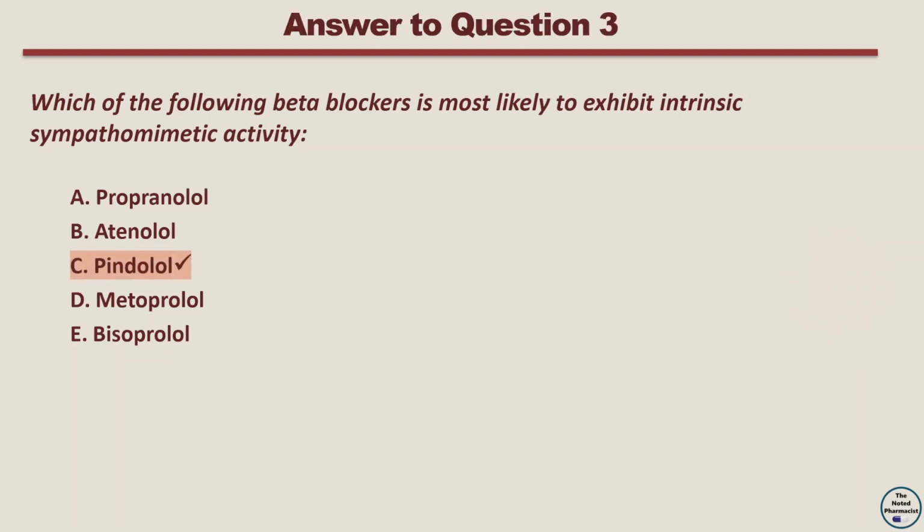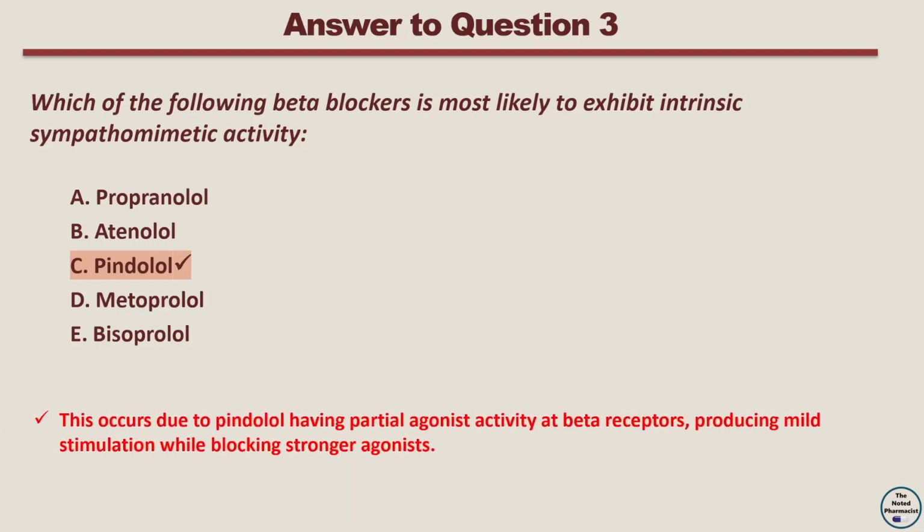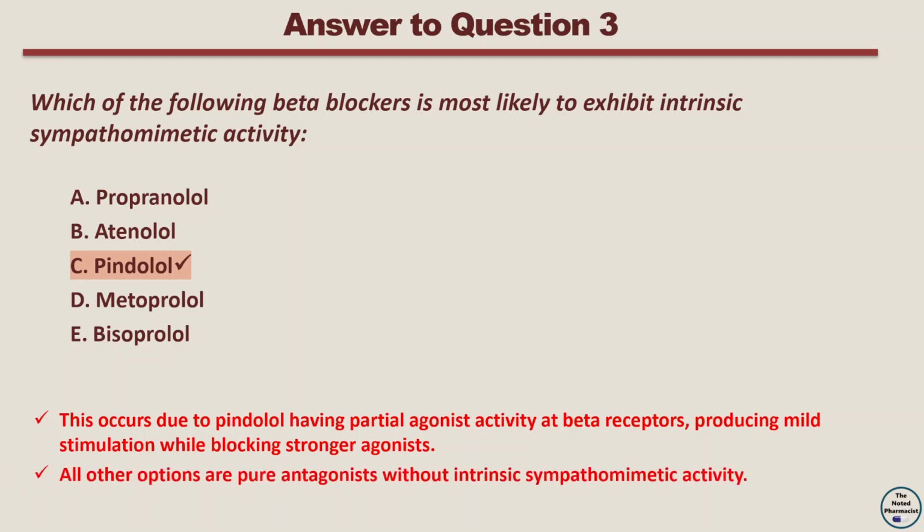The correct answer is option C. Pindolol. This occurs due to pindolol having partial agonist activity at beta receptors, producing mild stimulation while blocking stronger agonists. All other options are pure antagonists without intrinsic sympathomimetic activity.